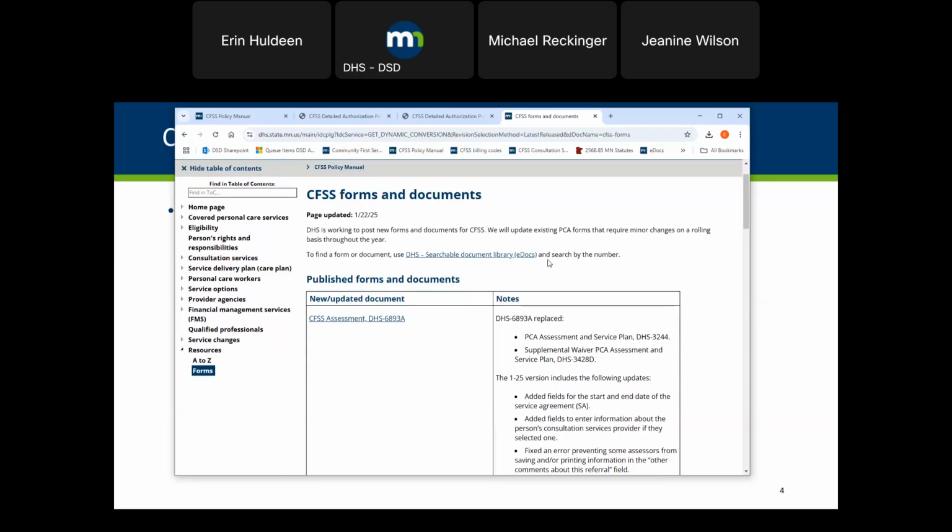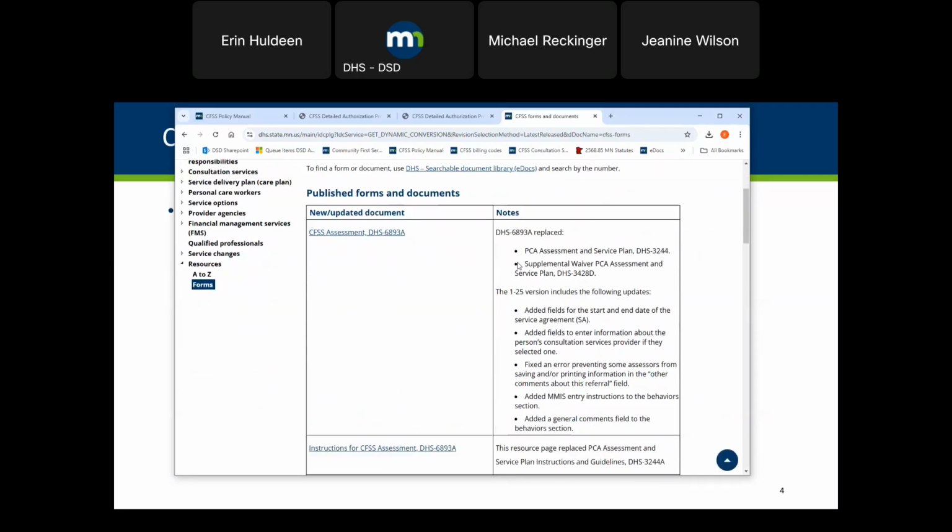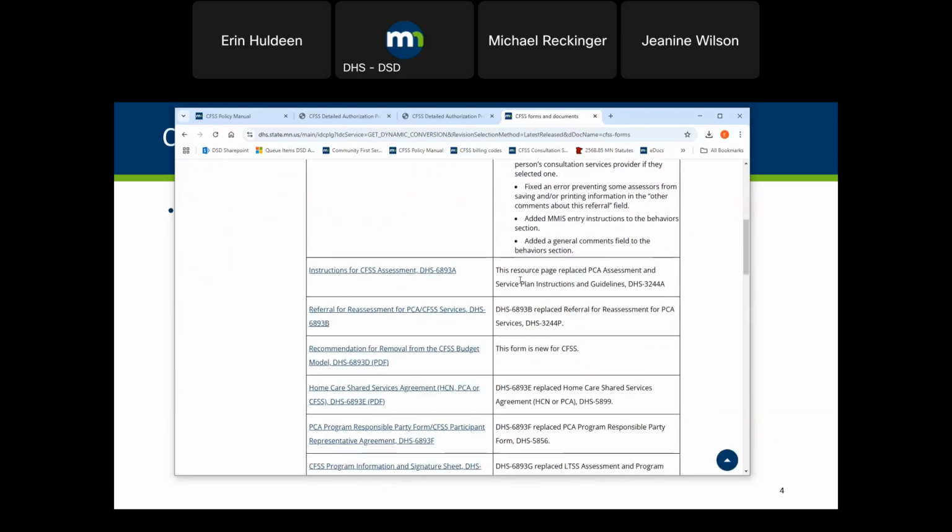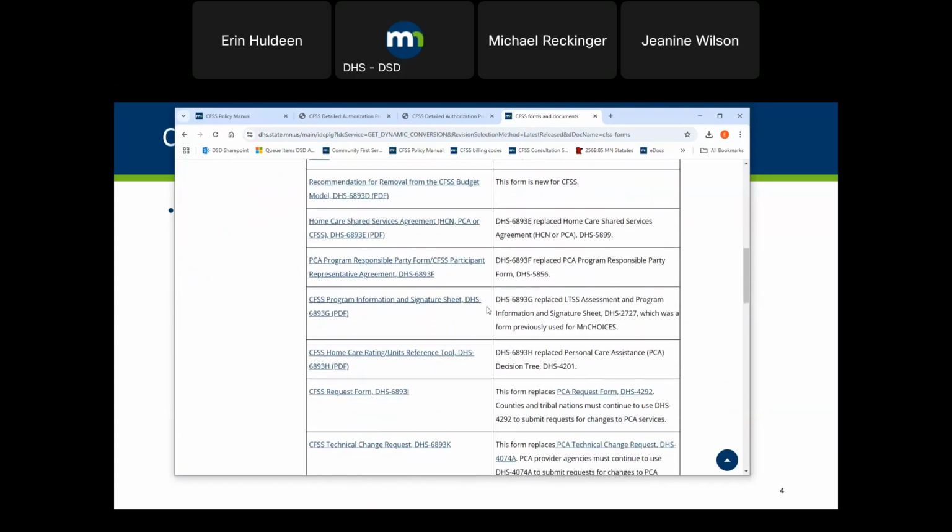And so we recommend that you review the forms that have been published, so you know what applies to you as a CFSS provider agency. So there are some published here that are for lead agencies, some for FMS providers, as well as consultation services providers. Okay. So you can go through these.